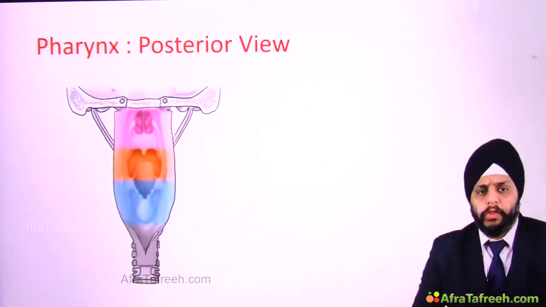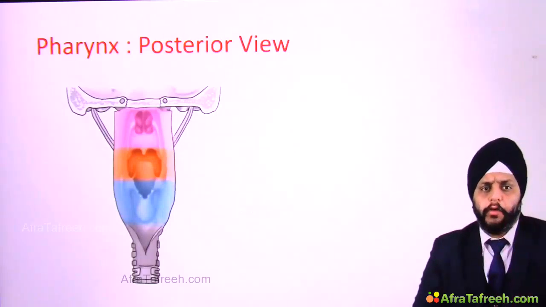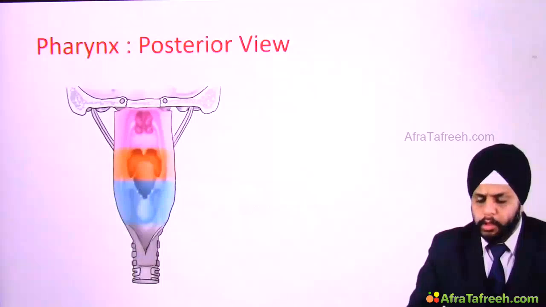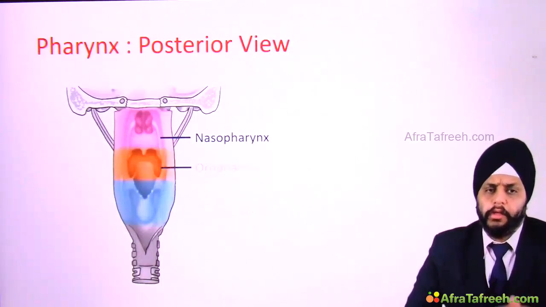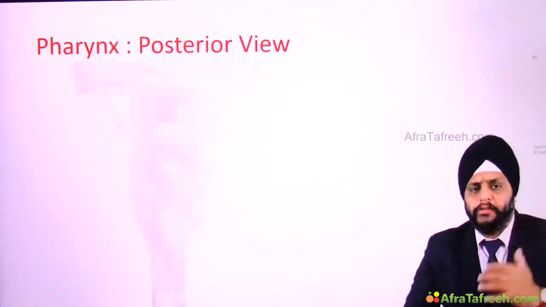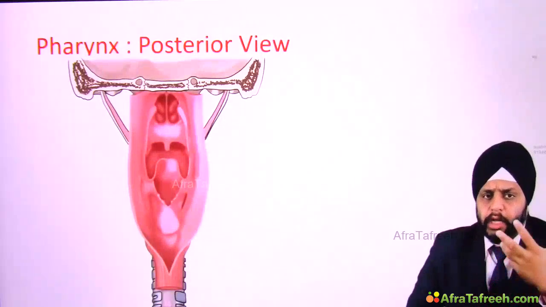Now to have this view, what we have done is we have cut the pharyngeal wall at the median raphe, the midline pharyngeal raphe, and opened the posterior pharyngeal wall. So what you can see from behind, you can see the nasopharynx, the oropharynx and the hypopharynx. Let's enlarge this image.